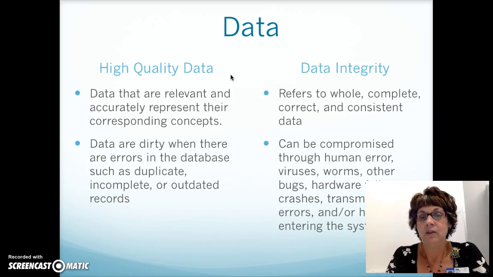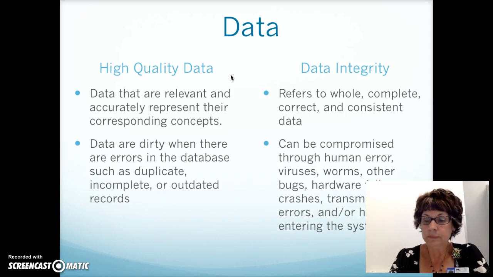It has to have integrity. So whole, complete, correct, and consistent. Now, data can be easily compromised just through human error. It's very easy when we are in a hurry and we are charting to hit the wrong keys, to pick the wrong click on the drop down boxes. Also, viruses and worms and bugs. We also have hardware failures. If you work in the hospital or any area that has electronic charting, and the systems go down and we all go back to paper, how stressful that is to have to go back to that because we are used to what we are doing. There's also hackers and people trying to steal our information all the time.